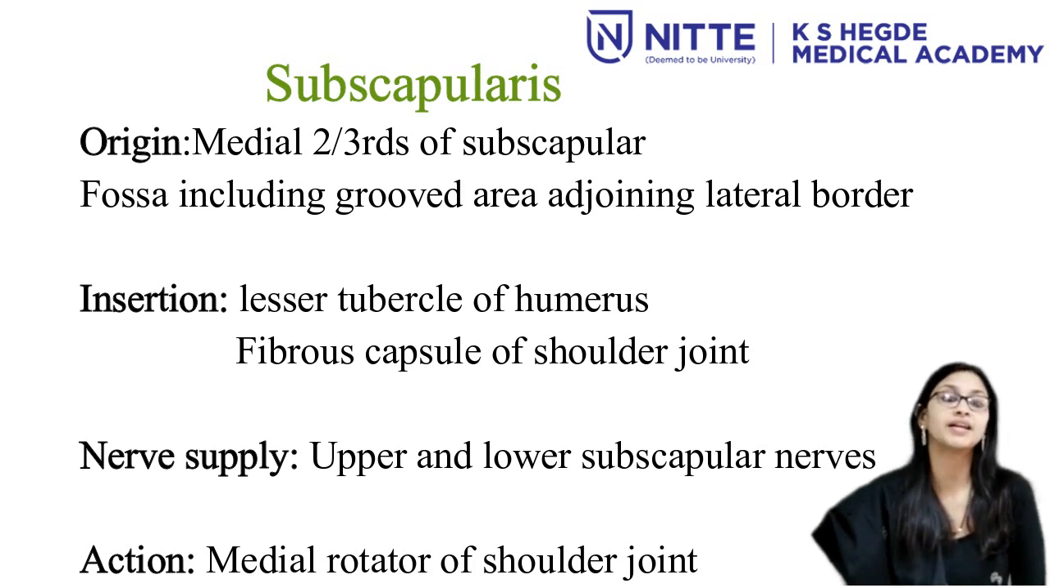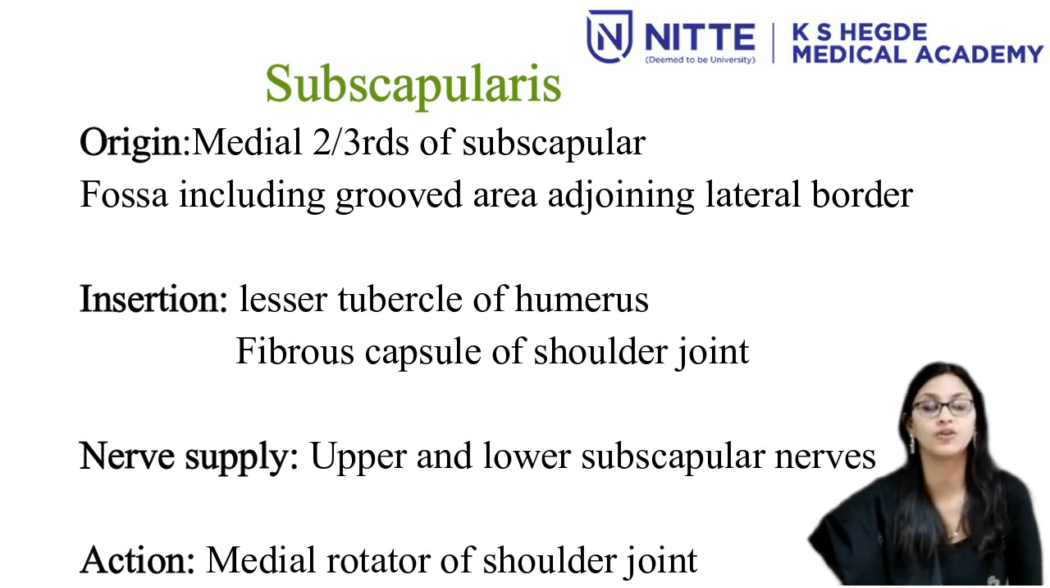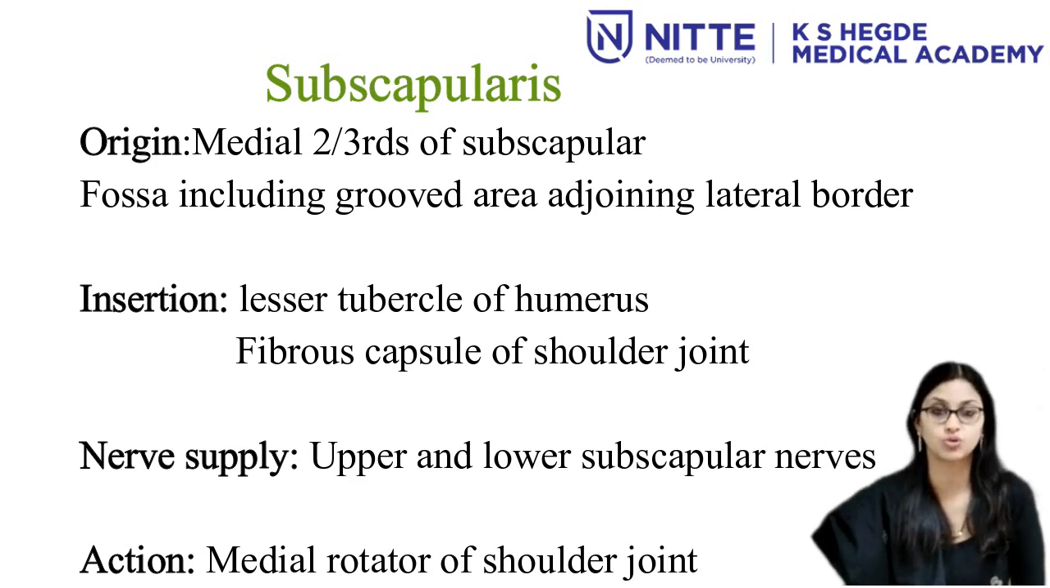This muscle is separated from the neck of the scapula by the subscapular bursa, which communicates with the shoulder joint. Nerve supply is by the upper and lower subscapular nerves, which are branches given by the posterior cord of the brachial plexus. Coming to the action, it acts as the medial rotator of the shoulder joint.